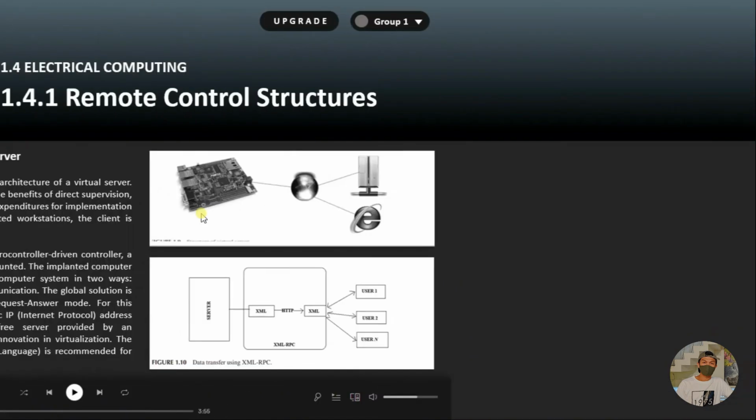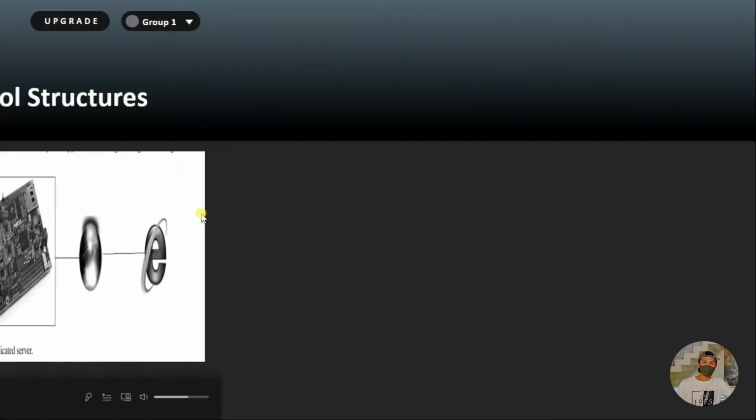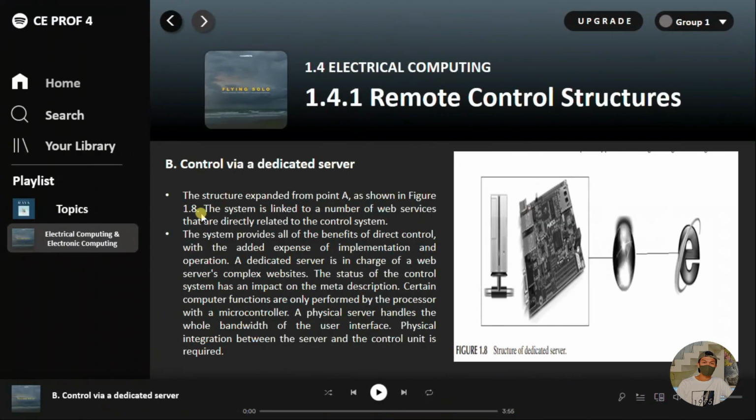So the next one is also in control via dedicated server. Ang gi-focus sa dedicated server kay nag-provide of computing resources for a single enterprise that needs to host websites or applications. So ang dedicated servers sad kuno are highly customizable appliance that offer businesses many choices for hosting and managing traffic.